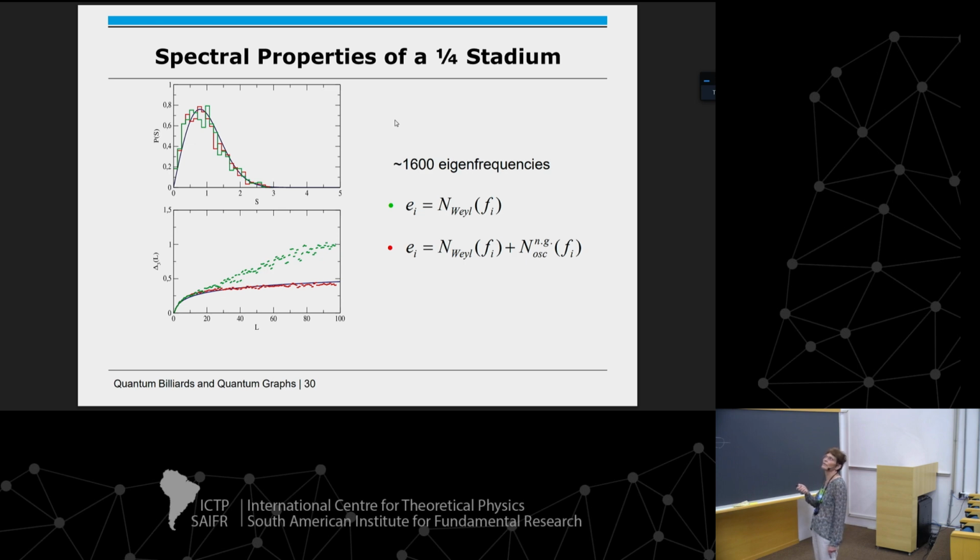Now, if you unfold by using a slowly varying smooth part plus another part which oscillates slowly as compared to the fluctuating part, then you get good agreement with the GOE prediction. But there you have to take into account the slow oscillations.